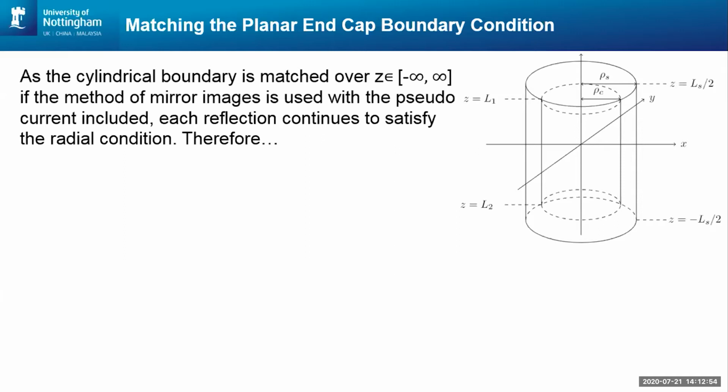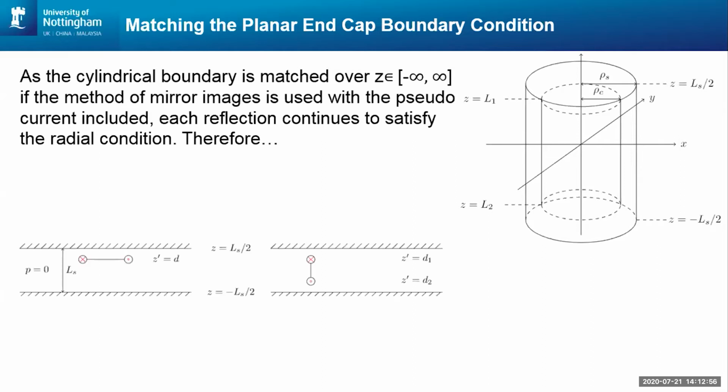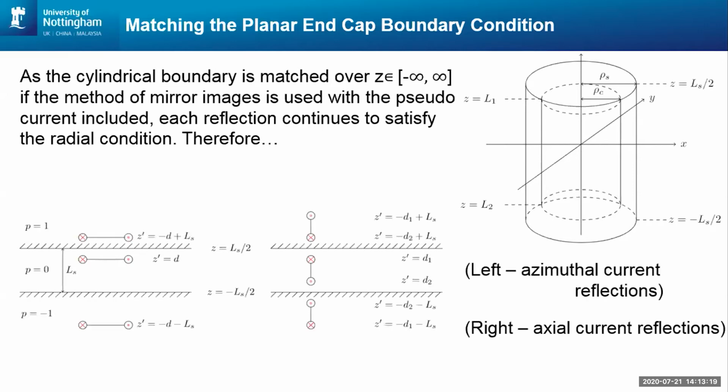So this can be understood best by looking at a graphical representation of what's actually happening to the current densities on the cylinder. So if you've got an azimuthal current density as seen on the left, and an axial current density as seen on the right, for subsequent reflections using the method of mirror images, the axial current is seen to change its direction of current for every odd reflection.